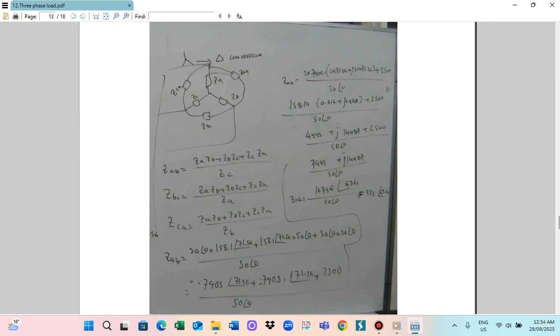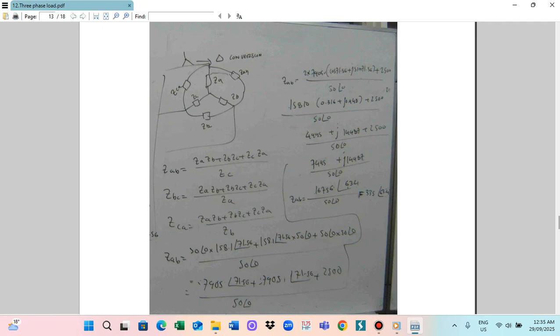So ZAB means ZA ZB plus ZB ZC plus ZC ZA, divided by, so AB is opposite of ZC. And similarly ZBC: ZA ZB plus ZB ZC plus ZC ZA divided by ZA. And similarly ZCA: ZA ZB plus ZB ZC plus ZC ZA divided by ZB. So in this way you can change the star to the delta.